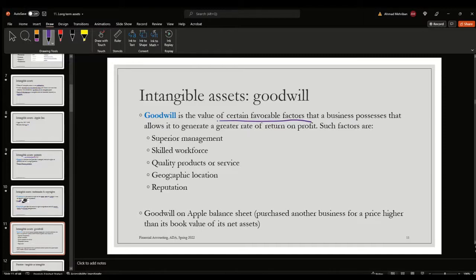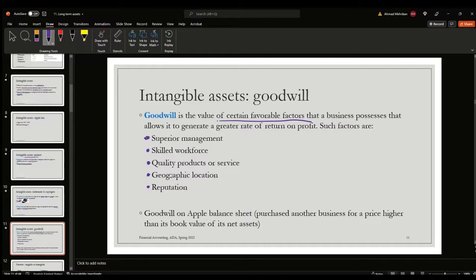These factors can be superior management, a skilled workforce, the quality of products or services, the geographic location, the reputation of the company, and these factors are very hard to evaluate. It's very hard to put a value on them. Internally developed goodwill is, just like I said earlier, like other internally developed intangible assets. They are not seen anywhere on the balance sheet. We only record them as expenses in our income statement when we're developing all of those intangible assets.